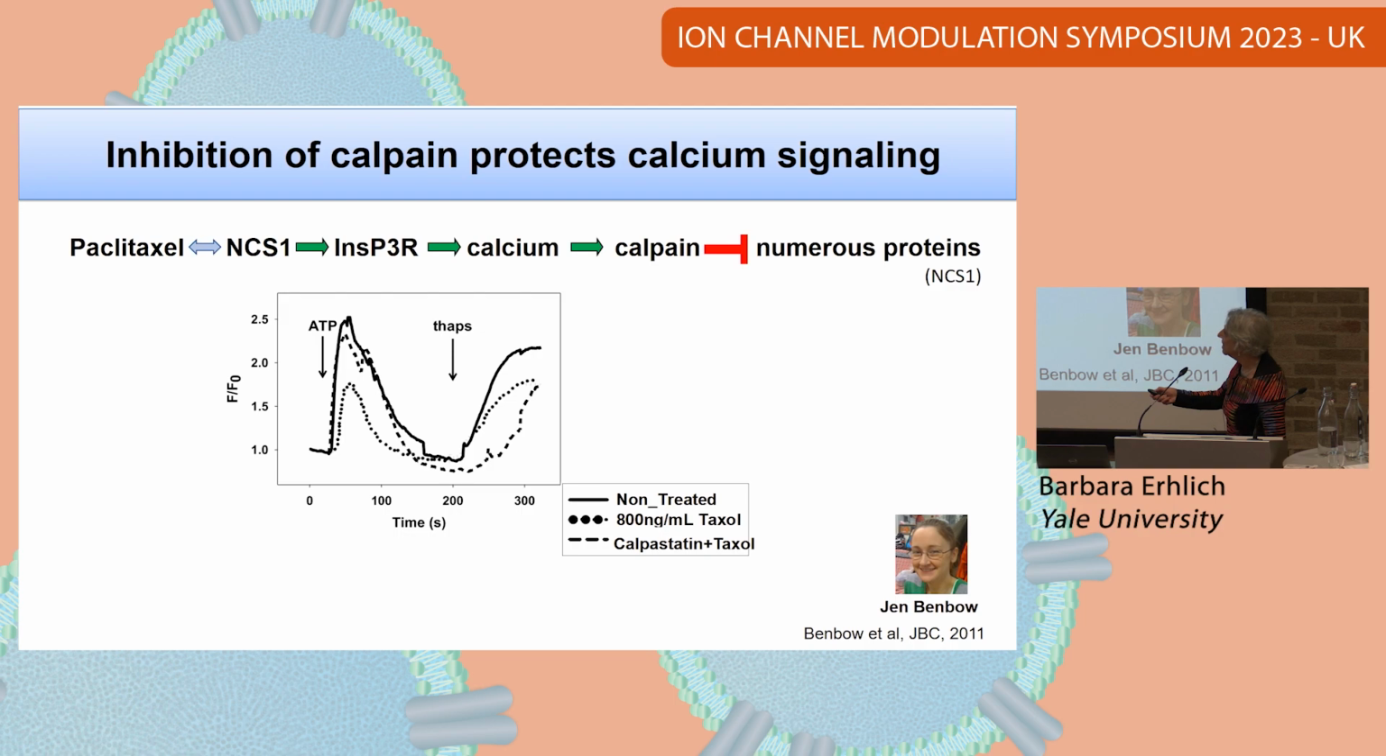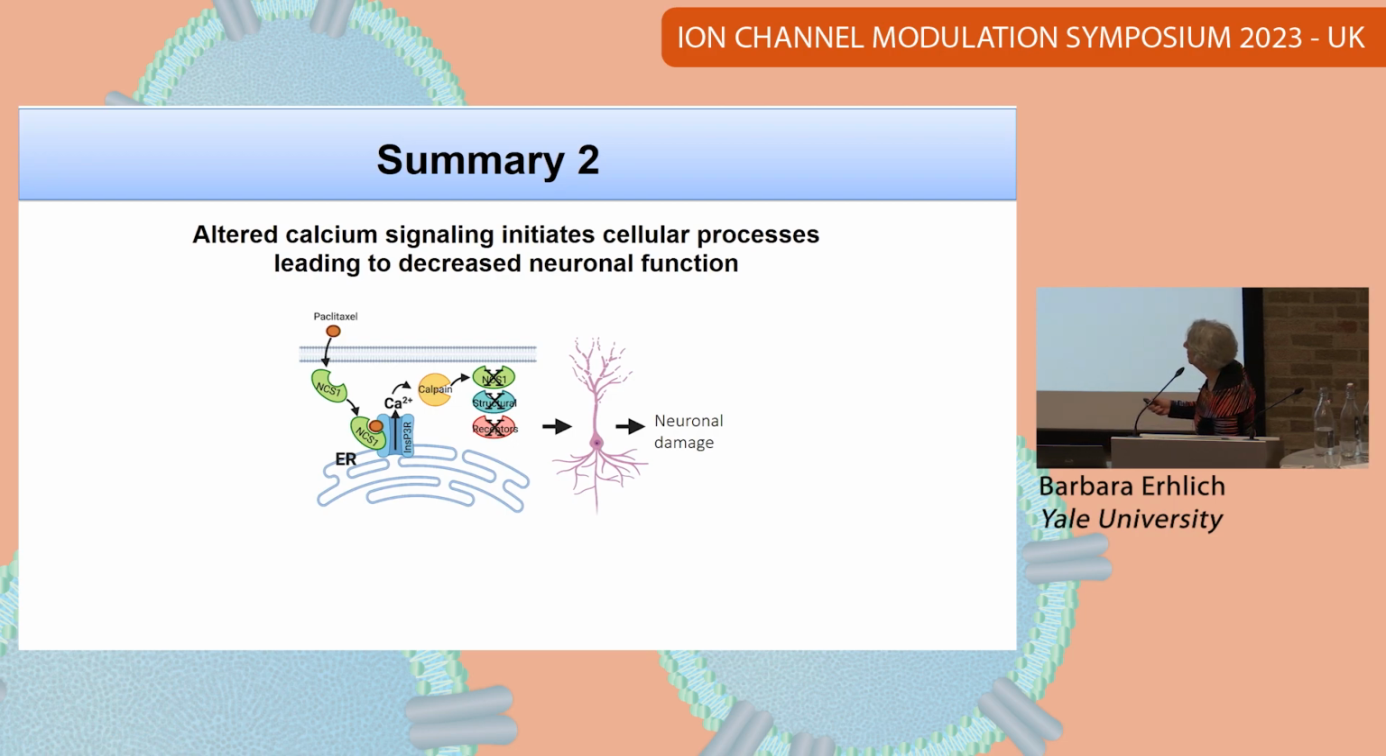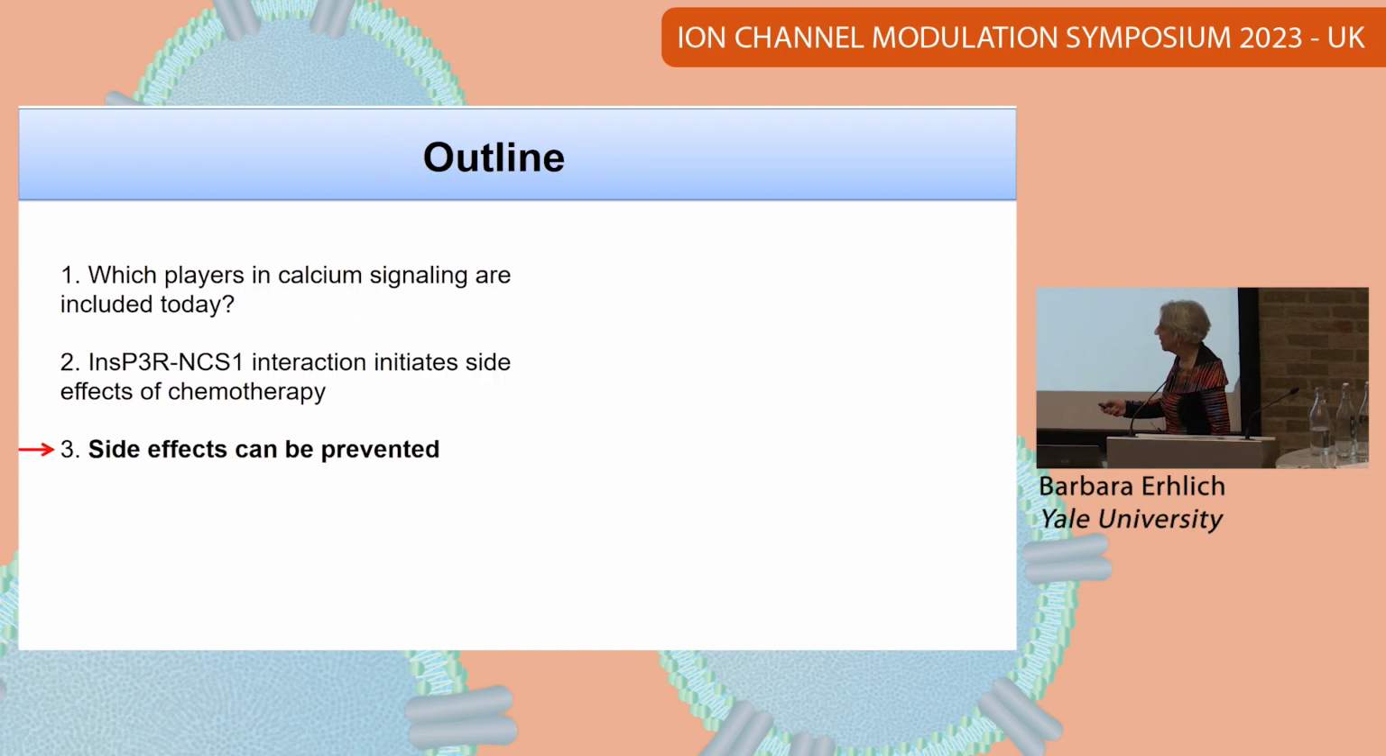So what we think is happening, paclitaxel and NCS1 bind to the IP3 receptor, you get a calcium dump that turns on calpain, and that calpain then takes a bunch of proteins, including NCS1, and degrades them, and it's that loss of proteins that causes the loss of function of the neurons. Okay, so that's what I just showed you. So this is our mechanism. We've looked at a lot of these. We can show that we turn on calpain. We can show that we've lost NCS1. We show that we have calcium release. Okay, so now I'm going to talk about the side effects and how we can prevent them.